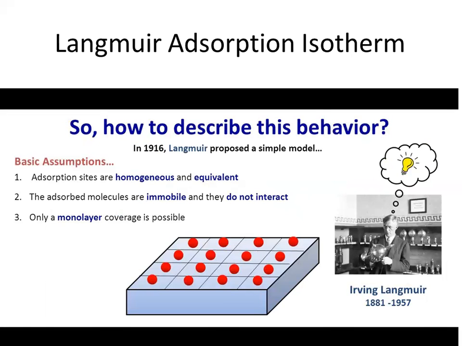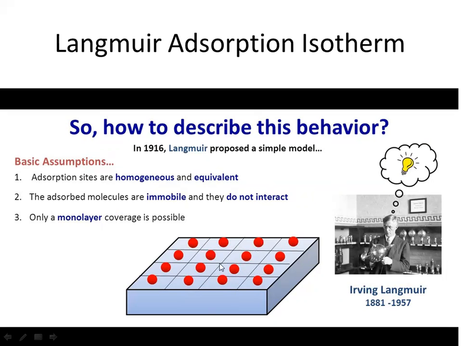So these are the basic assumptions for the Langmuir adsorption system, and we explained them in the previous slides. The first one is that the adsorption sites are homogeneous and equivalent. This is the surface of the adsorbent, and these molecules are the adsorbate, maybe under pressure, maybe a liquid in the case of a liquid, or gas, in which case you can consider the pressure.